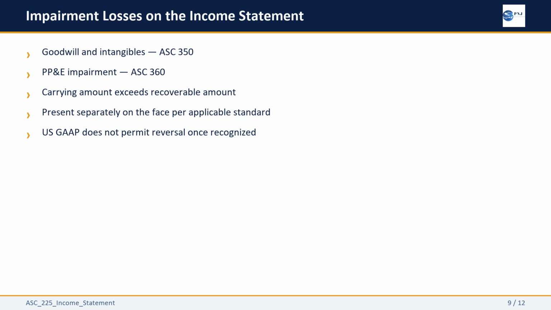Impairment losses arise when the carrying value of an asset exceeds what the company expects to recover from it. For goodwill and indefinite-lived intangibles, ASC 350 governs the assessment. For property, plant, and equipment, ASC 360 applies. Both standards require the impairment loss to be presented separately on the face of the income statement when material, not buried in a catch-all line. One US GAAP feature worth remembering: unlike IFRS, impairment losses on most assets cannot be reversed once recognized. That makes getting the initial assessment right especially important.